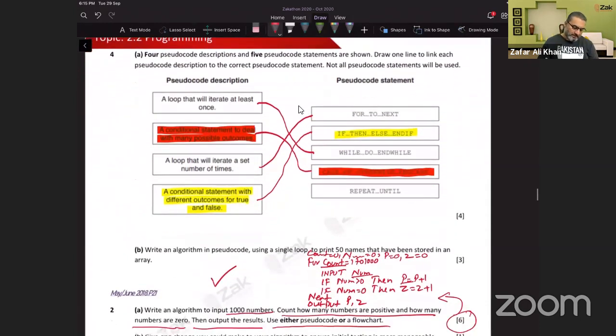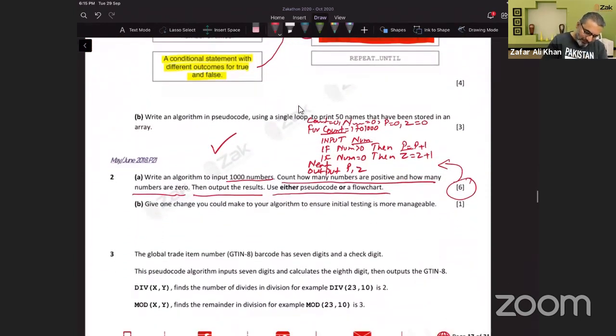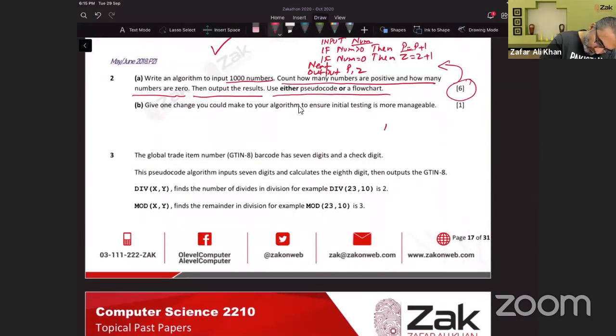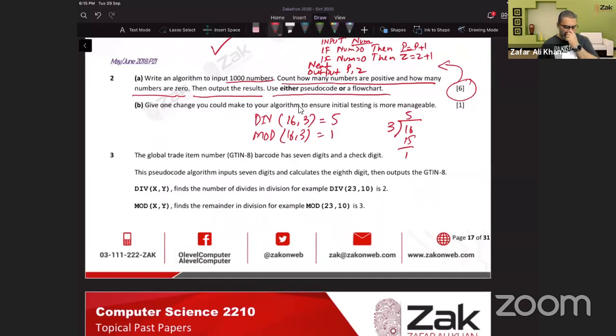So this is again div and mod, but this time the application is different. If it is 16 divided by 3, then they say 16 comma 3, and if it is div, it is 5, and if it is mod, then it is 1. That is how they are doing it now.